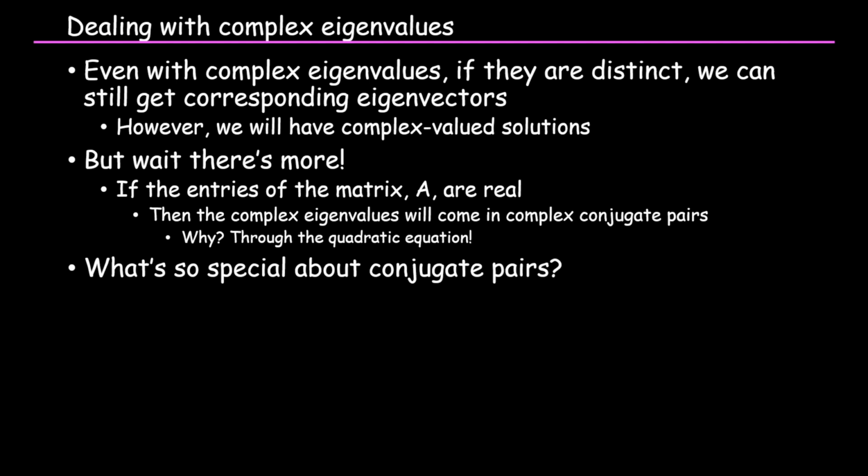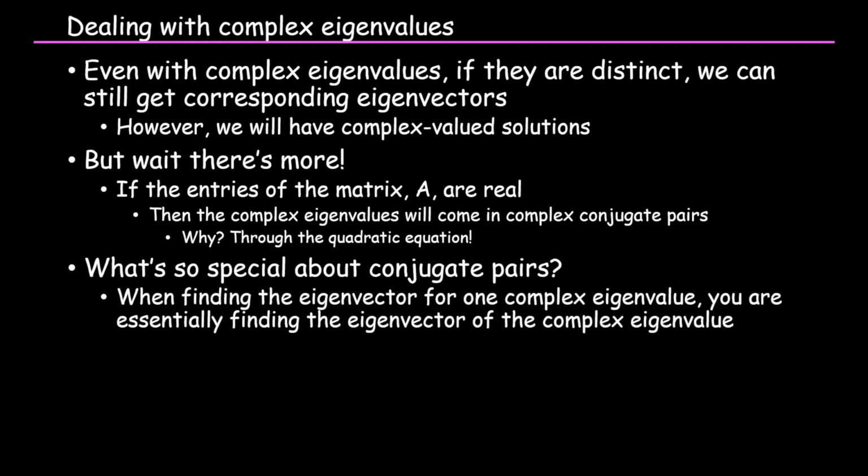And what's so special about these conjugate pairs? Because they come in conjugate pairs, what's so cool about them is when you find their eigenvectors, all you have to do is find the eigenvector for one of them. And what you essentially do is you find the eigenvector for both of them, in other words, the other eigenvalue. I will show you an example of how you find them. Obviously, you just do it as is, and then all you have to do is take the complex conjugate of the eigenvector that you found, and that will go with the other eigenvalue.